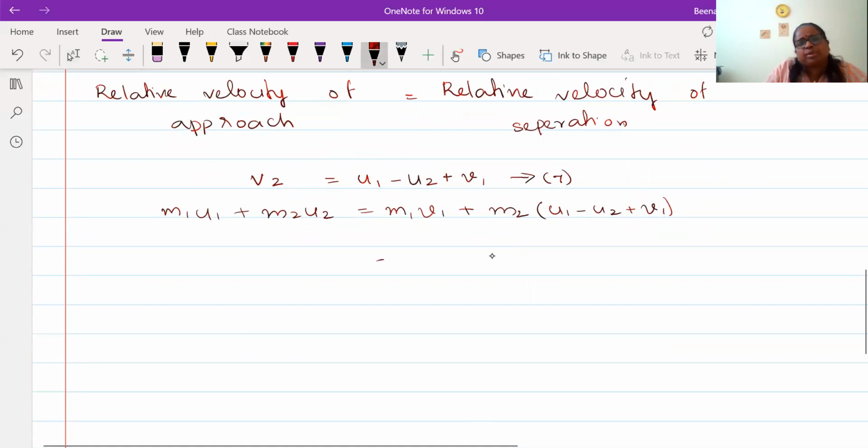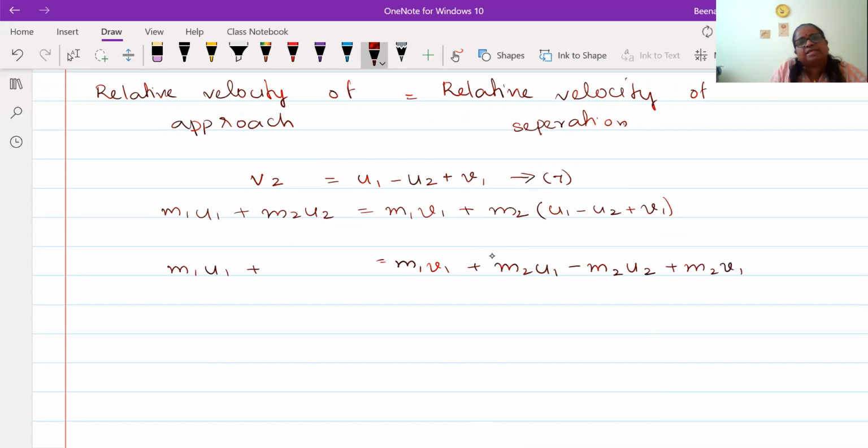So first I have to open the bracket. It is M1V1 plus M2U1 minus M2U2 plus M2V1. This side it is M1U1 plus M2U2. The terms containing V1, that is this and this, let them be here. The other terms we will take to the other side.